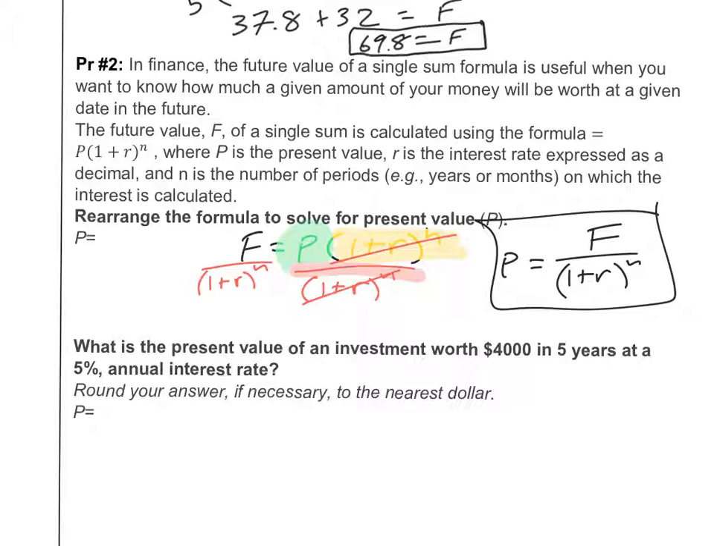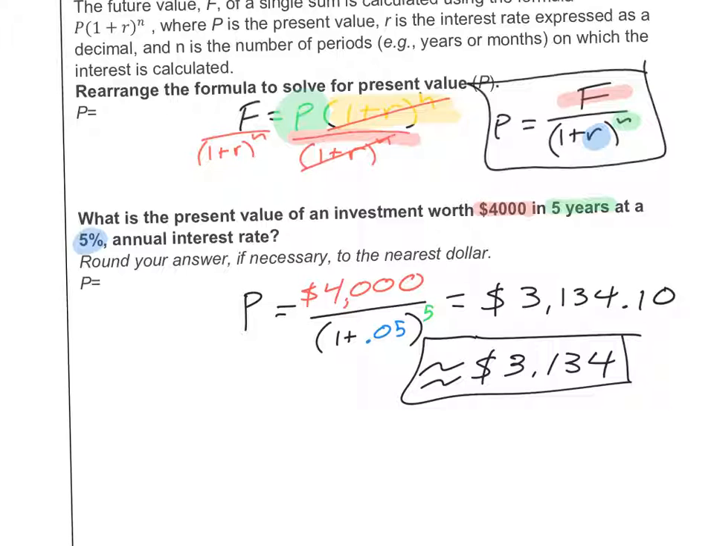Good. Next, what is the present value of an investment worth $4,000 in 5 years at a 5% annual interest rate? Okay, so I want you to try to solve this on your own. And then if not, don't worry, I'll work it out with you. But basically, you've got all the information here. They're telling you they want to know the present value. And it's going to be worth $4,000 in 5 years, and it's going to have a 5% annual interest rate. So I think this is actually pretty doable. You're going to need a calculator, but that doesn't mean it's hard. So go ahead and give this a shot, and then check back when you're ready to check your results.